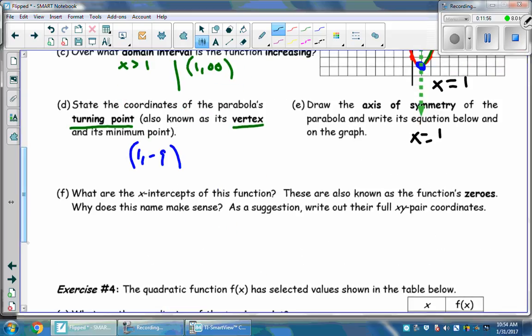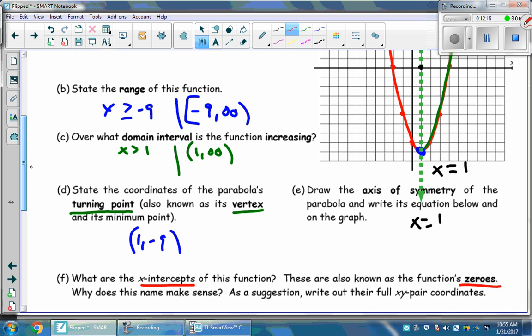Next thing we're asked to find is, what are the x-intercepts of this function? These are also known as the function's zeros. You're going to see as we get more into parabolas that sometimes it'll be x-intercepts, sometimes they're referred to as zeros. I've also seen them referred to as roots. So x-intercepts, zeros, roots, they all mean essentially the same thing: where the graph hits the x-axis.